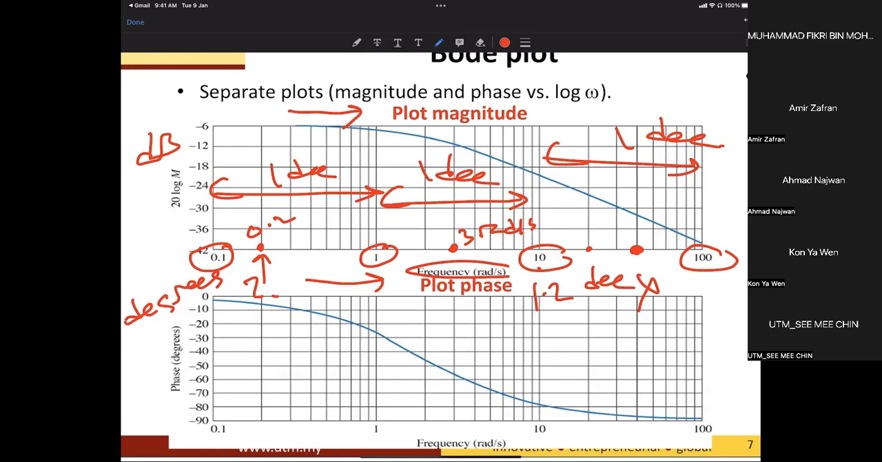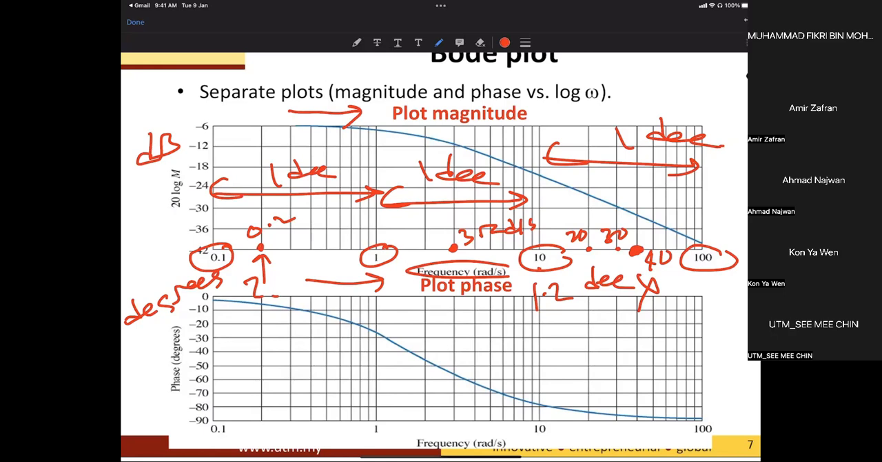What is the value of frequency here? This one, 40. So 10, 20, 30. Okay.